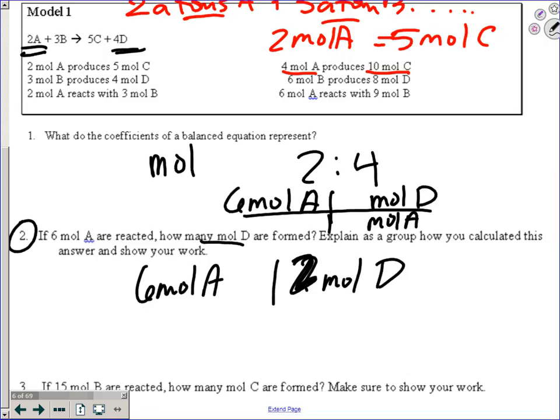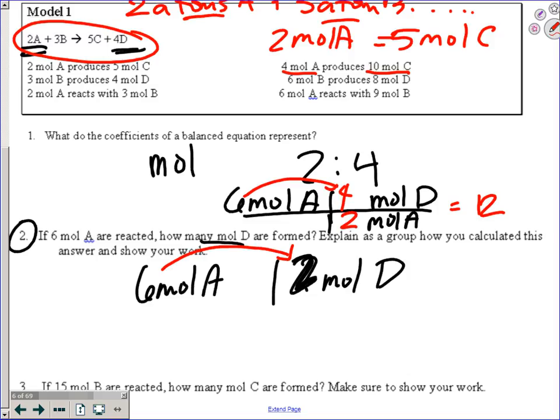So how do I get the relationship between A and D? The balanced chemical equation, right? What's the coefficient for A? So I put a 2 here. What's the coefficient for D? 4. So I put a 4 here. What's 6 times 4 over 2? 12. So 4 to 2 is a 2 to 1 ratio, just reduced. So like you said, take 6 and multiply by effectively 2, which gives you 12 moles of D.